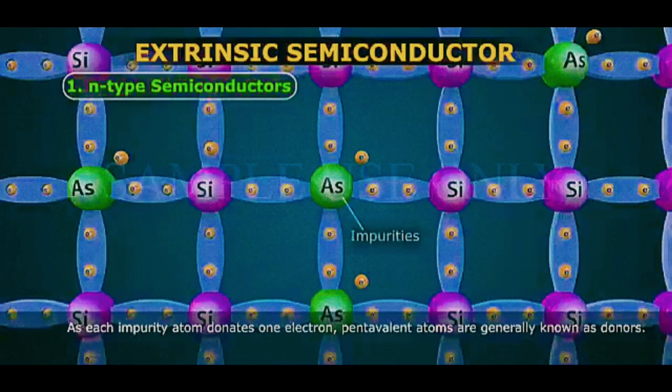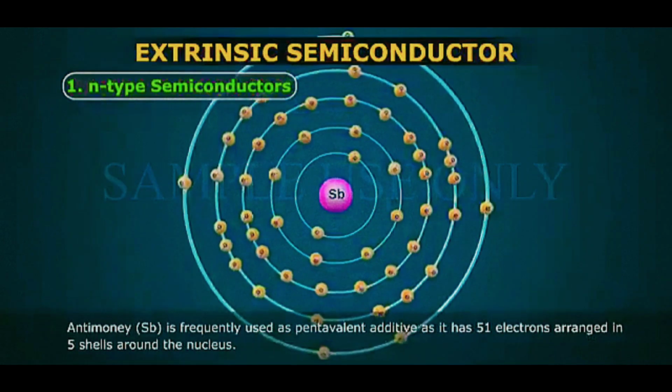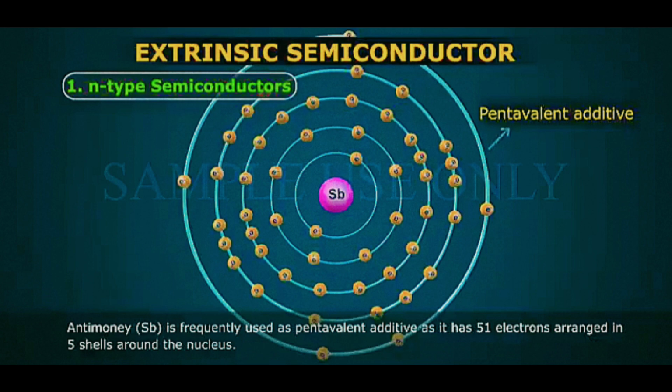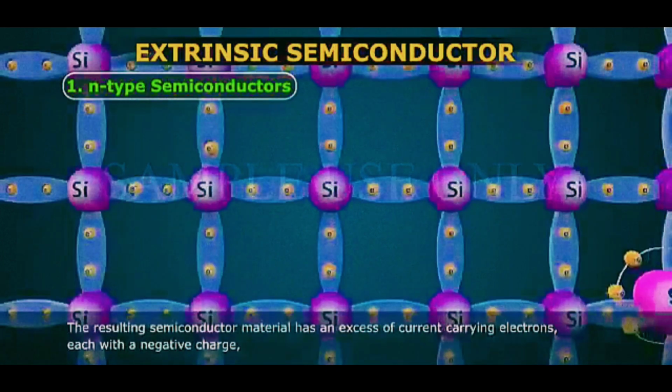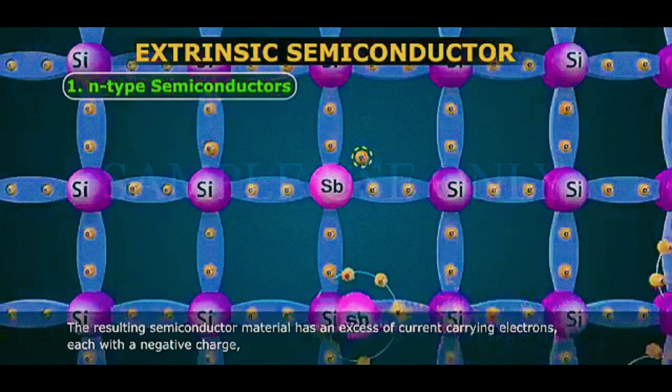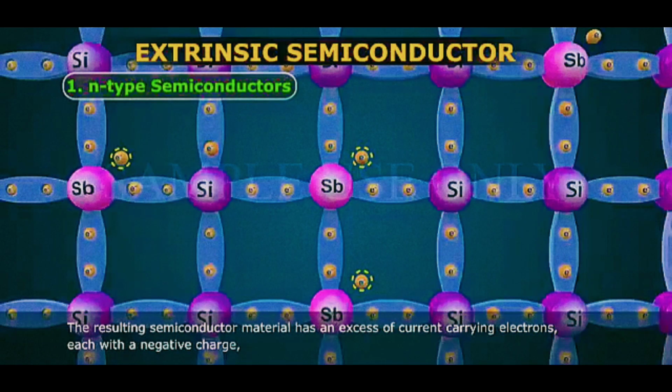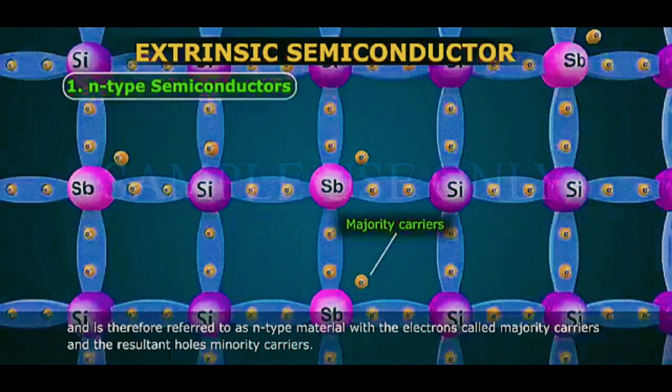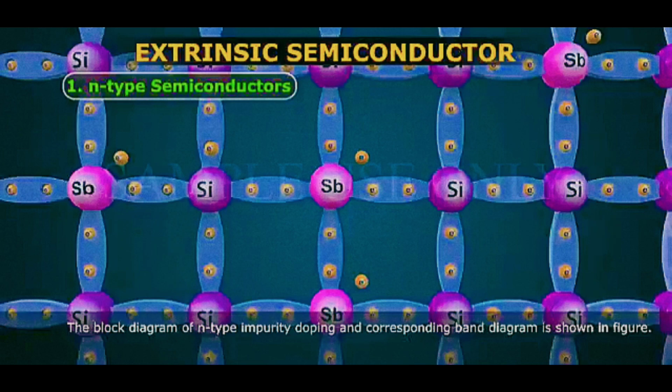As each impurity atom donates 1 electron, pentavalent atoms are generally known as donors. Antimony, Sb, is frequently used as a pentavalent additive as it has 51 electrons arranged in 5 shells around the nucleus. The resulting semiconductor material has an excess of current-carrying electrons, each with a negative charge, and is therefore referred to as N-type material, with the electrons called majority carriers and the resultant holes minority carriers. The block diagram of N-type impurity doping and corresponding band diagram is shown in Figure 1.